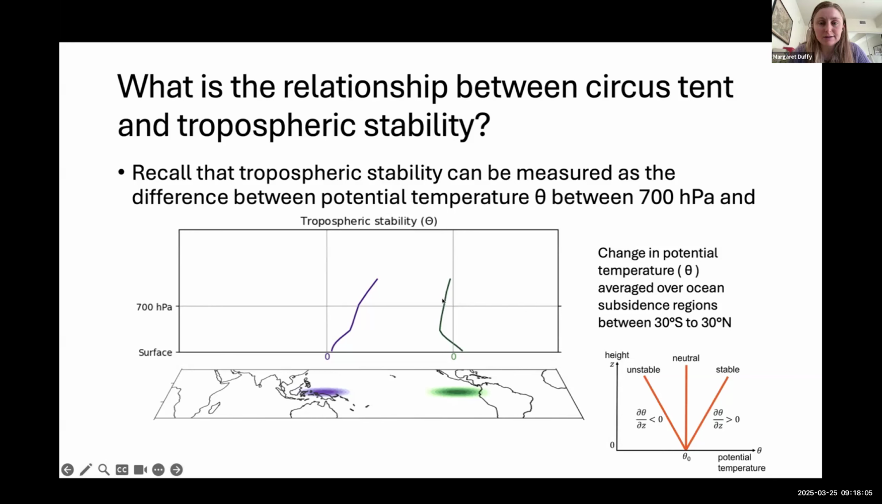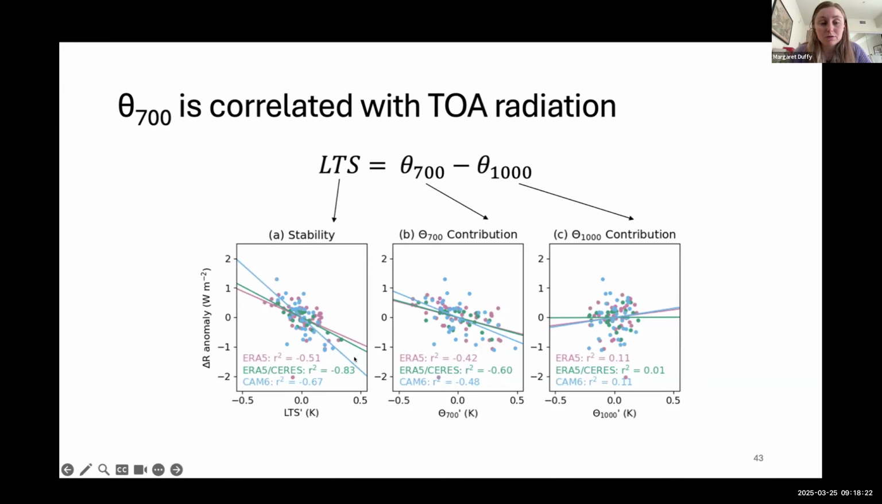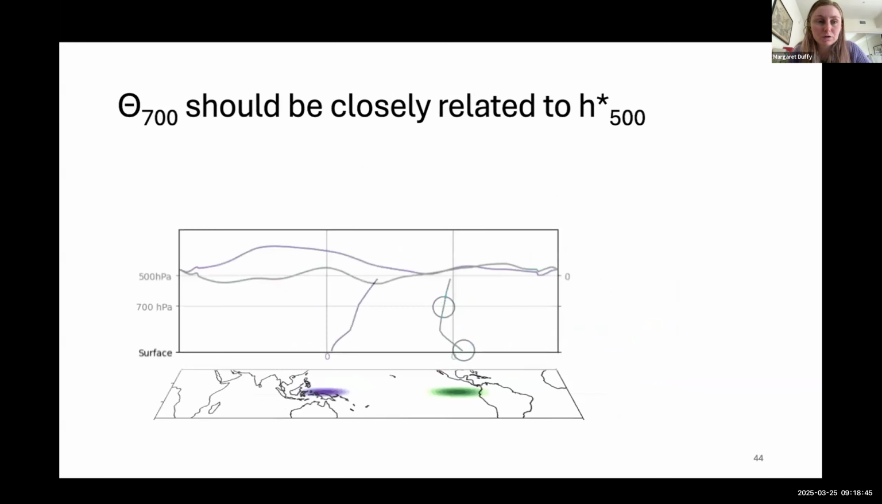And we realize, okay, if LTS is the difference in theta between 700 and the surface, we can gain some insight by looking at whether LTS is more influenced by theta 700 versus the behavior at the surface. When we decompose the impact of stability on radiation anomalies, we can see that indeed it's the interannual variability in theta 700 that the delta R is responding to, not the interannual variability at the surface. So that suggests that LTS has non-local control for purposes of the pattern effect, not local control.